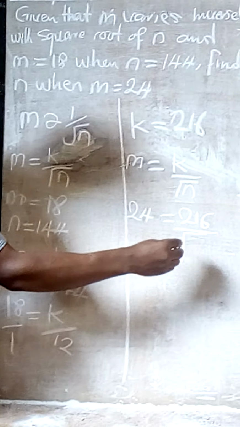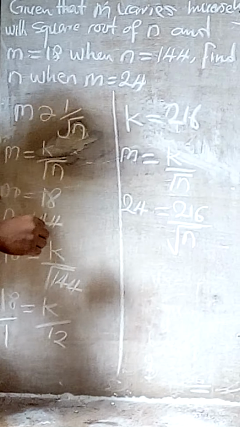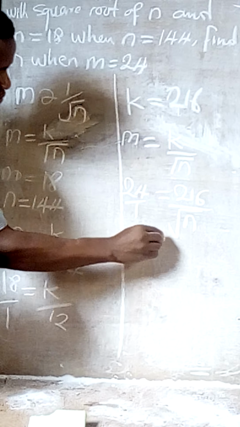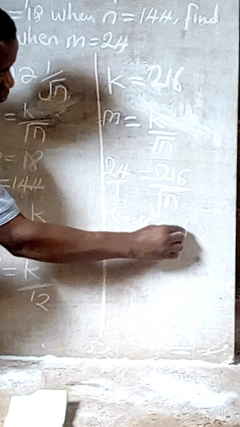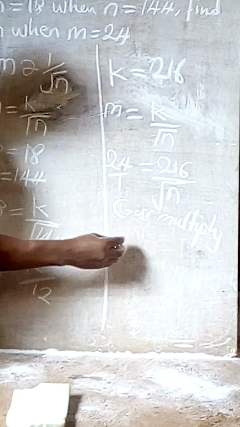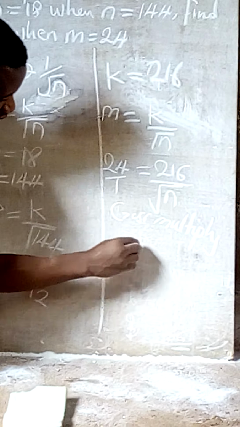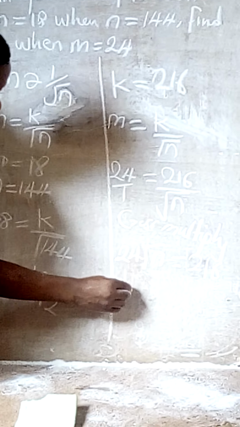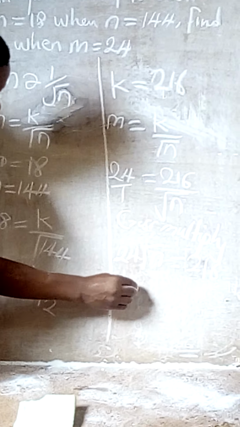What's n given? N was given. Now we have to cross multiply. 24 times root n equals 216. Then we divide both sides by 24.